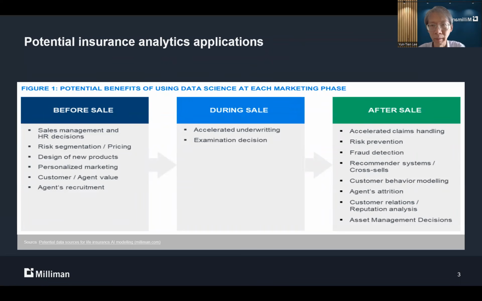This is actually from a graph of one of our previous papers talking about potential benefits of using data science at each insurance selling phase. Before insurance sale, there are several applications of sales management and risk segmentation, and also agency force enforcement, and during the insurance sale process, a lot of applications focusing on underwriting and examination decisions. After the sale, there are a bunch of applications on claims handling, fraud detection, and recommendation systems.